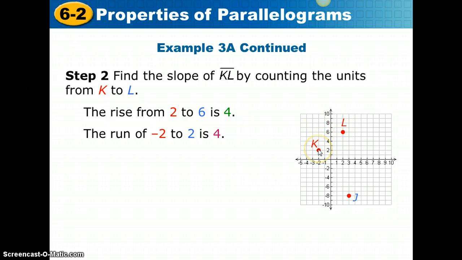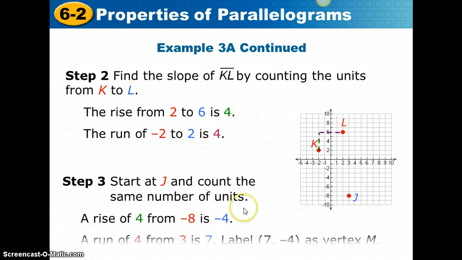We'll use rise over run. The rise from 2 to 6 is 4, rising 4. The run is also 4 from -2 to +2. So the rise over run from K to L is up 4 to the right 4. We can follow that same pattern from J. By starting at J, we rise 4 from -8, and run 4 over to 7 here. That gives you the coordinates 7, -4 as the vertex of M.